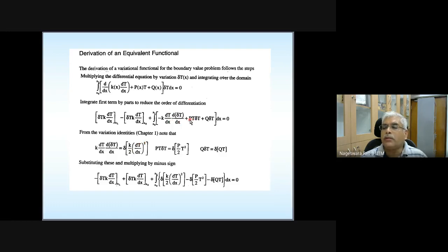And similarly, p is going to act like a constant because p is a function of x. When you apply the variation operator, q is also going to act like a constant. So p times T times variation of T can be written like this. Q times variation of T can be written like this. So finally, substituting all these terms, it is going to become this. And we need to further simplify these boundary terms based on the boundary conditions that are given. So please take a note of this.